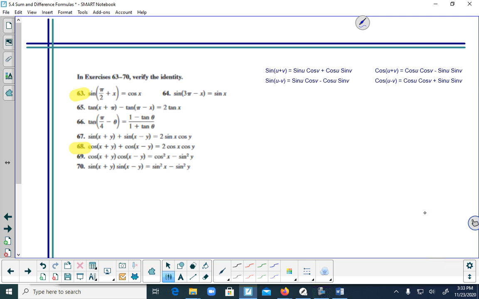Okay, the last two problems ask us to verify the identity using the sum and difference formula. So 63 has the sine of pi/2 plus x, and I'm trying to show that that's equal to the cosine of x. So I'm using the addition formula. I'm going to say the sine of u, which I'm going to make pi/2, times the cosine of x, plus the cosine of pi/2 times the sine of x. So that's just using the sum and difference formulas.